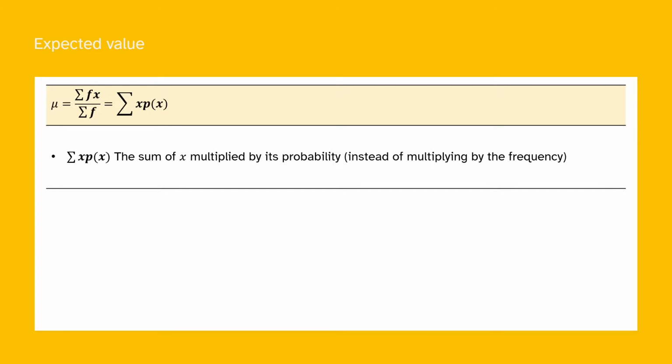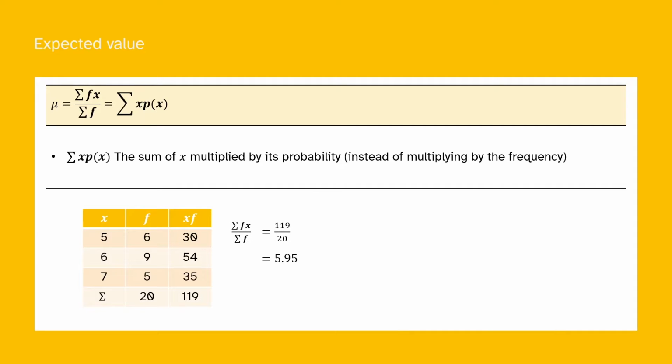The formula to find the expected mean is the sum of the score multiplied by its probability. It's exactly like the usual way to find the mean, but we don't need to divide it by the total frequency because we have already done that when we found the probability. So this is how you'd find the mean. Last step is to divide it by 20, which is the total frequency.